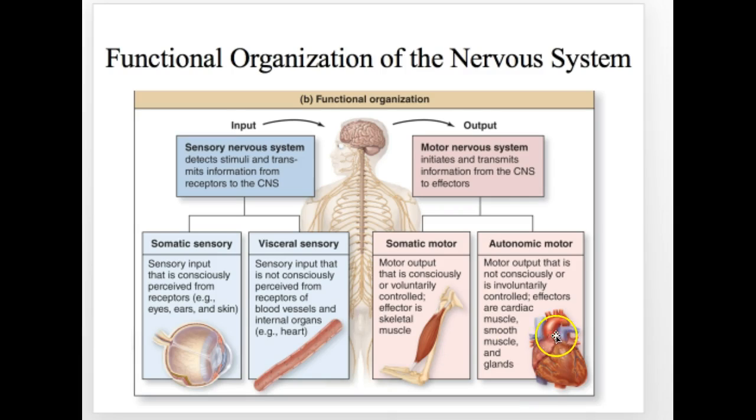The autonomic motor component is motor output that is not consciously or is involuntarily controlled. In this case, the effectors are cardiac muscle of the heart, smooth muscle, such as is found around blood vessels or around the layers of the GI tract, as well as glands. So again, this is motor output that we are not consciously in control of.